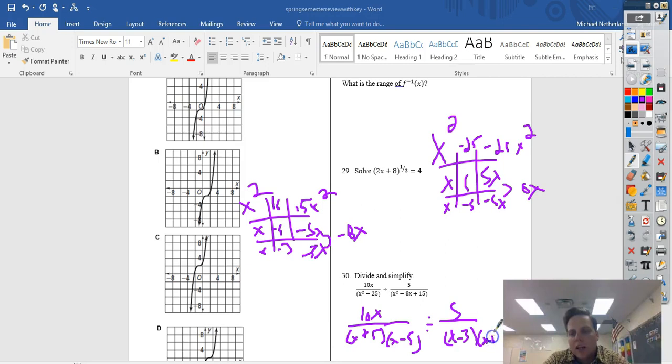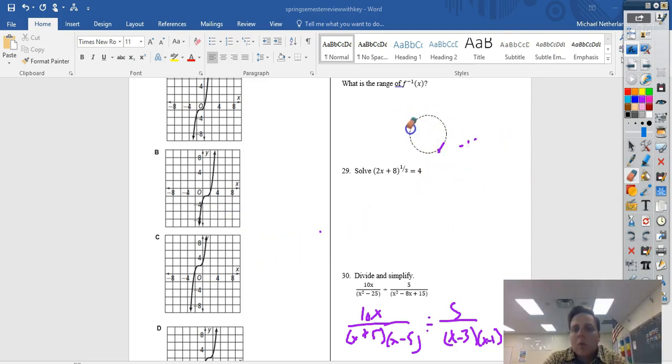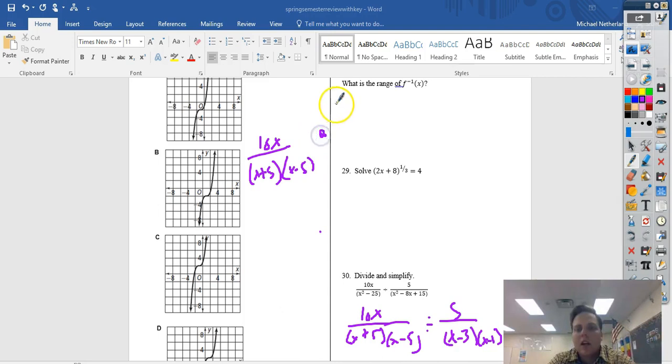Whew, I'm running out of room here. Okay, so I'm going to erase this so I have a little bit of room to write up here. Alright, when we're dividing fractions, some of you guys prefer to use the butterfly method. That's fine. I prefer to use keep, change, flip. So we're going to keep this left side. So I'm going to say 10x over x plus 5, x minus 5. Okay, so that's 10x over x plus 5, x minus 5 times x minus 3 times x minus 5 over 5.